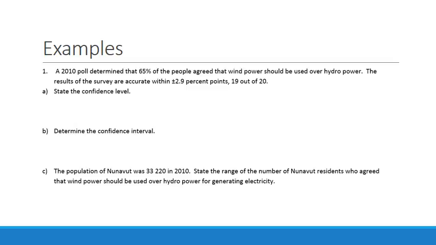First example. A 2010 poll determined that 65% of the people agreed that wind power should be used over hydropower. The results of the survey are accurate within 2.9 percent points 19 times out of 100.